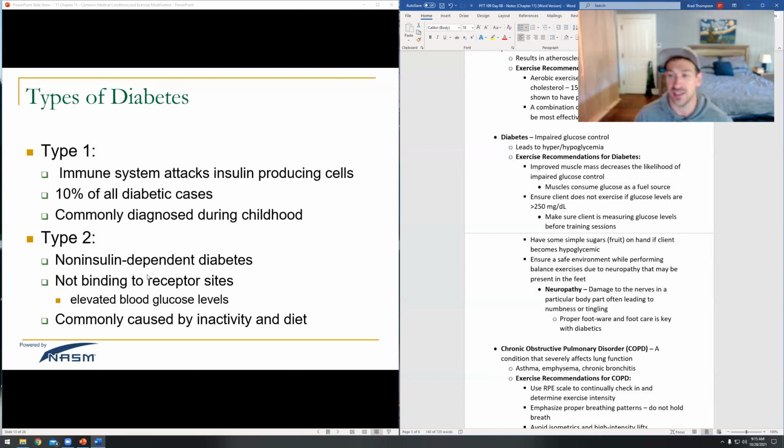But what that means is, look, your pancreas is actually functioning fine, but your cells have become resistant to the insulin that you're creating. And so now it takes a bigger and bigger amount of insulin to have the same effect that it used to. So basically insulin is not binding to your receptor site. So then what ends up happening is sugar just stays in your blood.